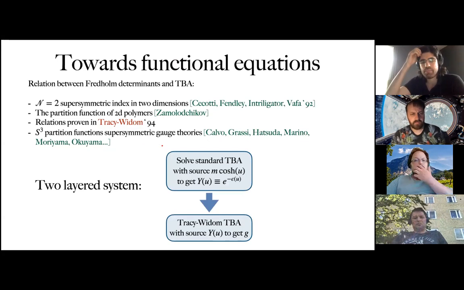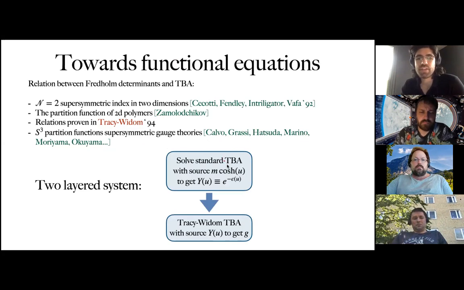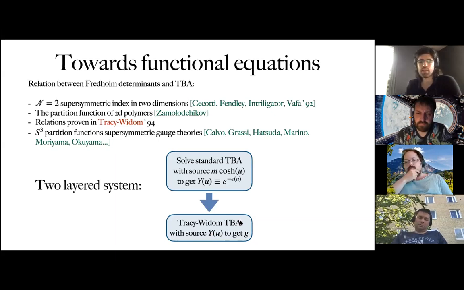The idea is to deal with a two-layered system, in fact. We first solve the usual TBA, which is sourced by the dispersion relation. Provided you give the mass of the particle, you can iterate the TBA and get the Y function out of it. And then the Y function will serve as a source for this Tracy-Widom TBA. So that's roughly the logic to finally get G.